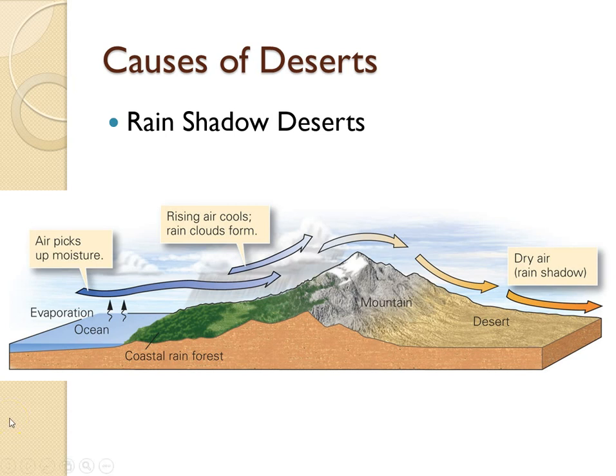But now, once that air actually makes it to the leeward side of the mountains, or the side away from the wind, it's already lost all of its water or its moisture, and it's actually very, very dry back there. I've got a really cool example.